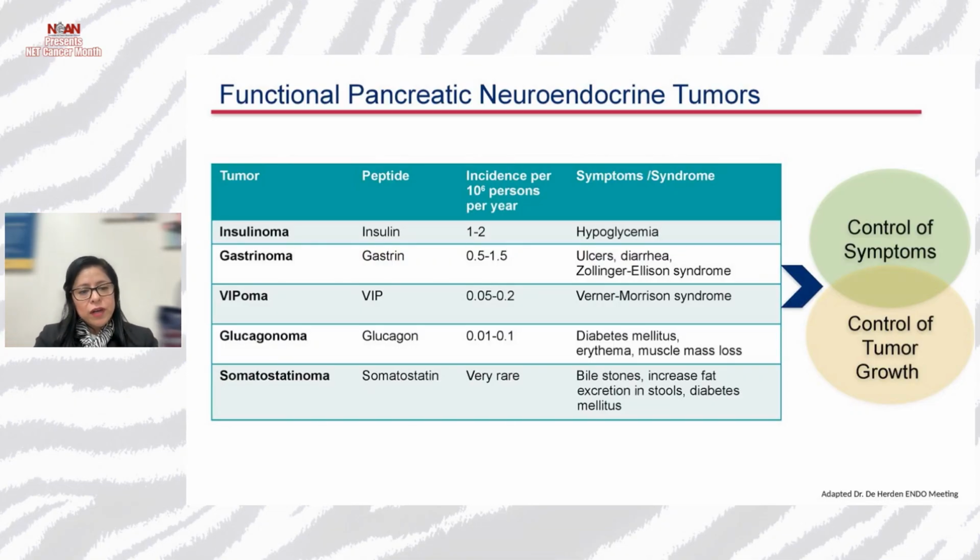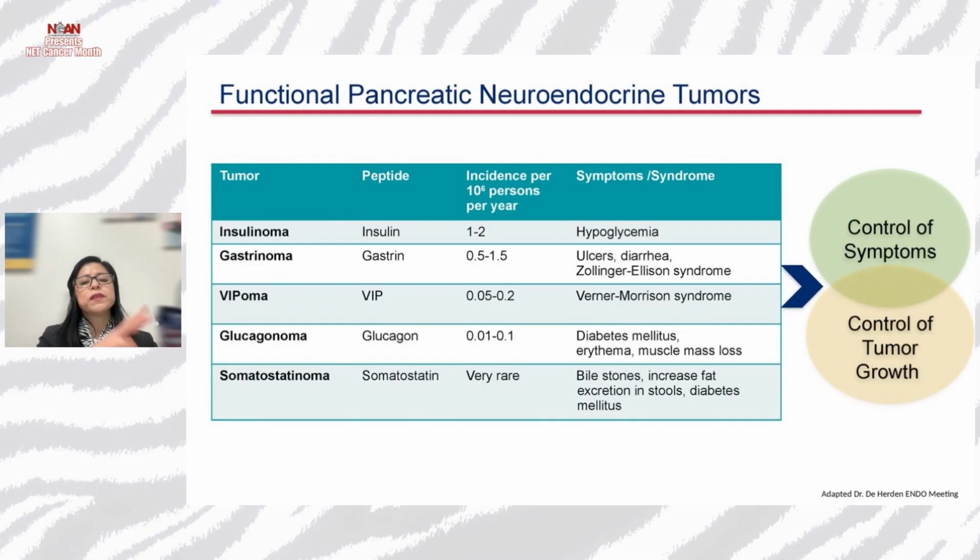The other hormone is called somatostatin. The pancreatic neuroendocrine tumors that produce excess somatostatin are called somatostatinomas. It's super rare, and it can also inhibit the production of insulin, so these patients may develop diabetes. This excess somatostatin can also inhibit some of the gastrointestinal salts, and because of that, they can also form gallstones and increase the fat excretion in the stool.